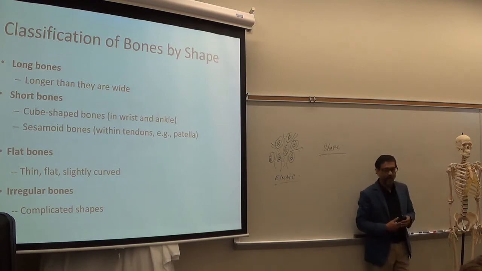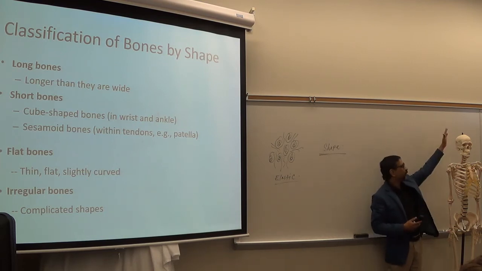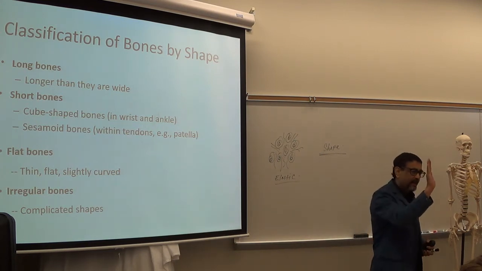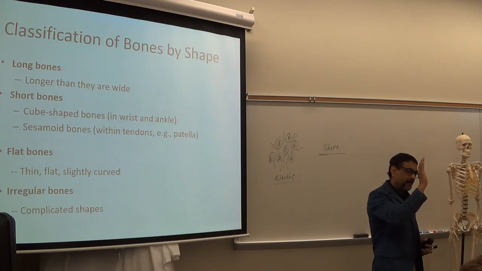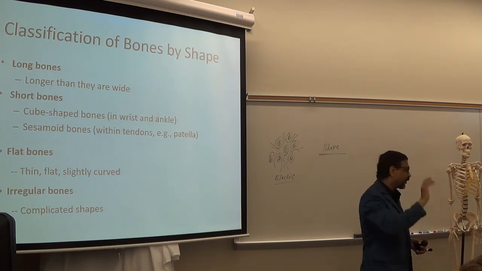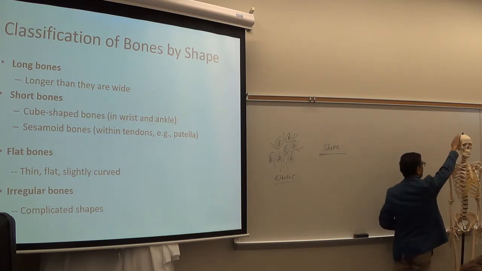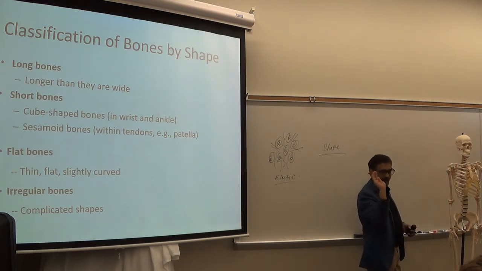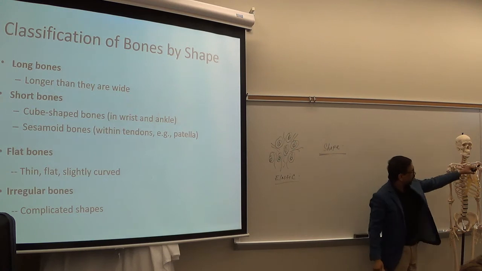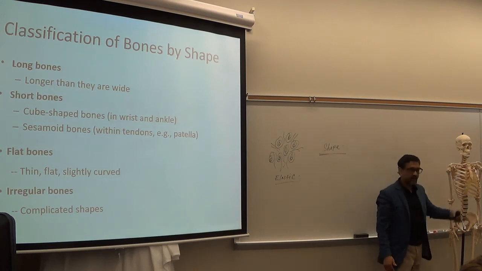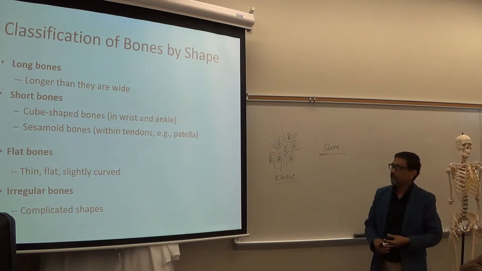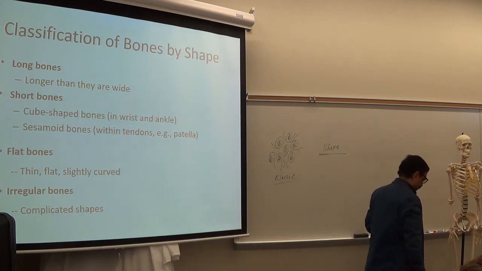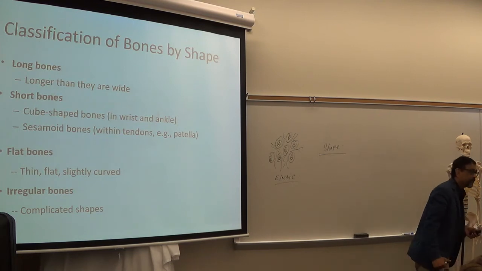Then flat bones. What are the flat bones? Flat bones are flat, usually slightly curved like this. For example, your parietal bone, occipital bone, right? Remember occipital, parietal. The sternum is also a flat bone. So those are the four types of bones based on shape.